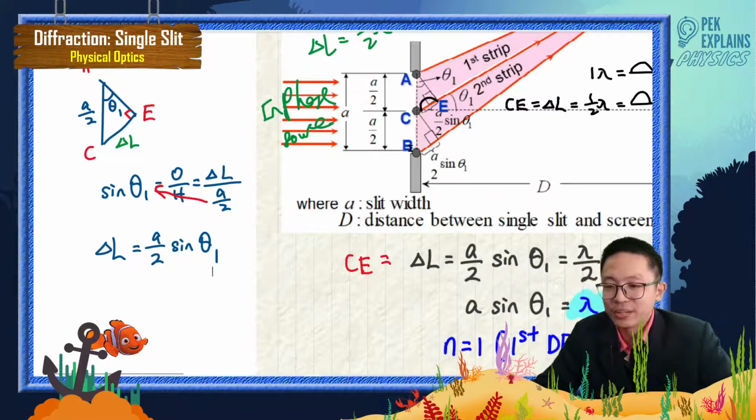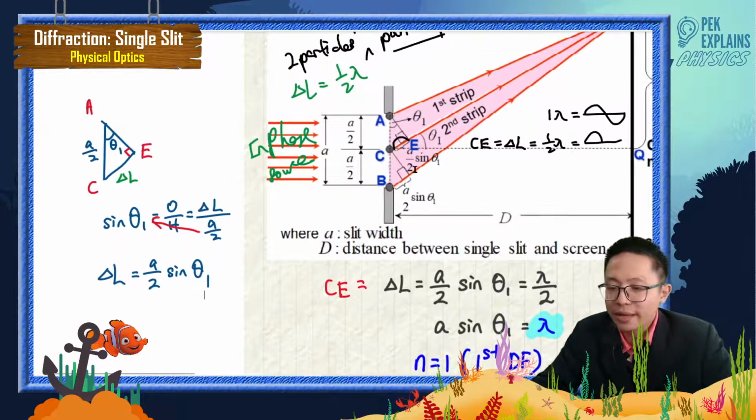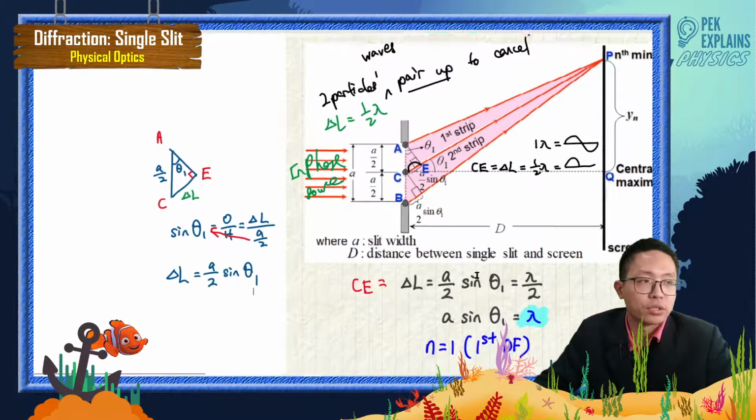Now do you know why delta L is A over 2 sine theta 1? Because of this: using trigonometry only, delta L is A over 2 sine theta 1. Okay, so now we have it.